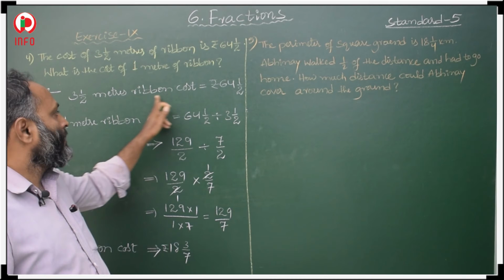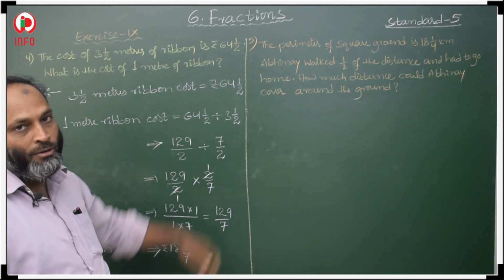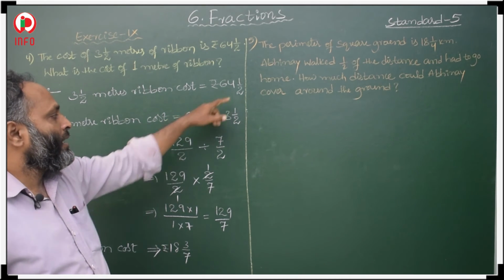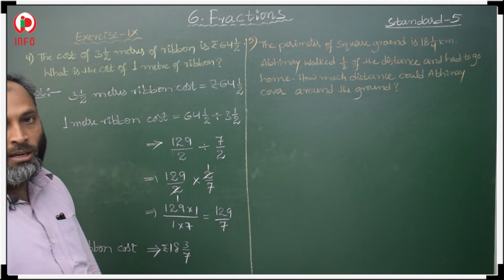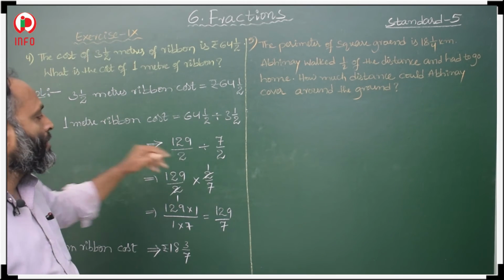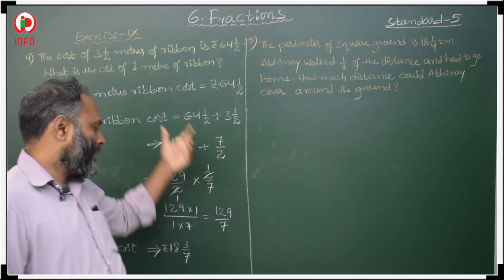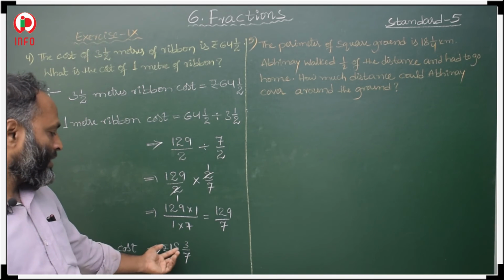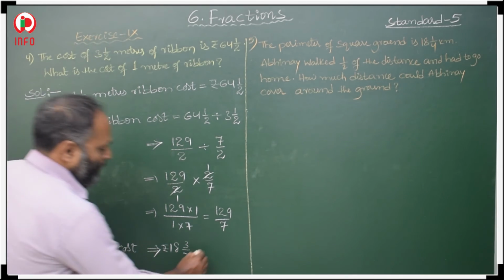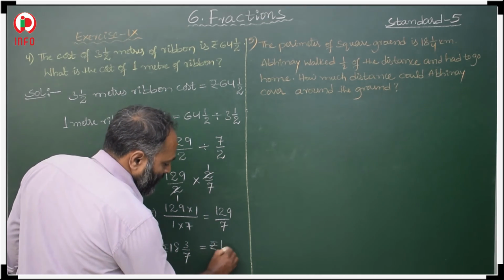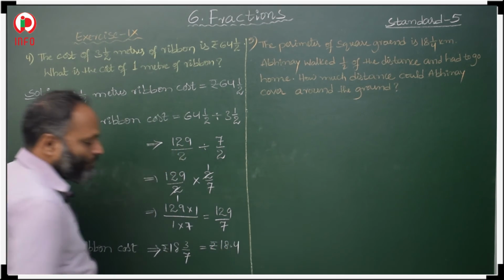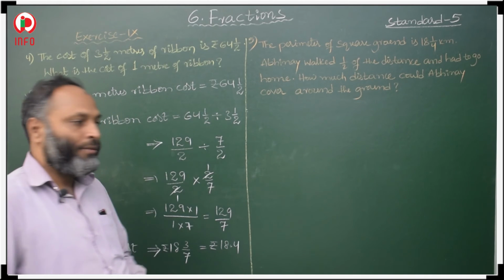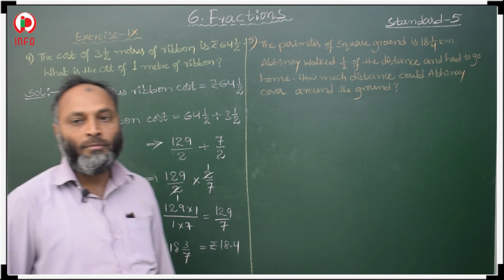The cost of 3 1 by 2 meters of ribbon is 64 1 by 2 rupees. Then how much is the cost of 1 meter of ribbon? That means this total cost we have to divide by the total meters. And according to the division rule, we find the solution, that is rupees 18 3 by 7. It is approximately rupees 18.4. Approximately 18.4. So this is the cost of 1 meter of ribbon. Okay.